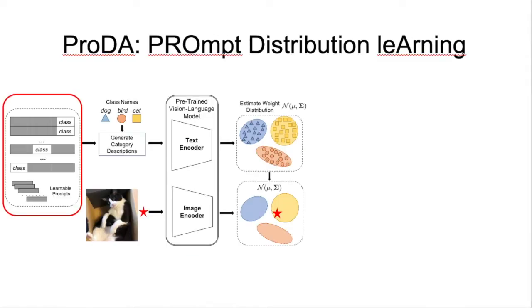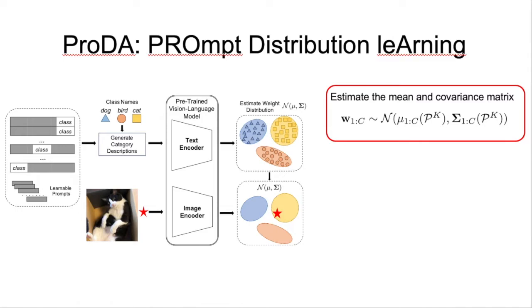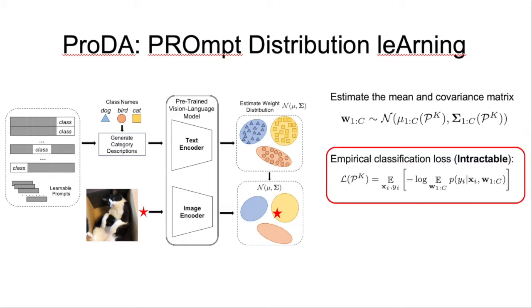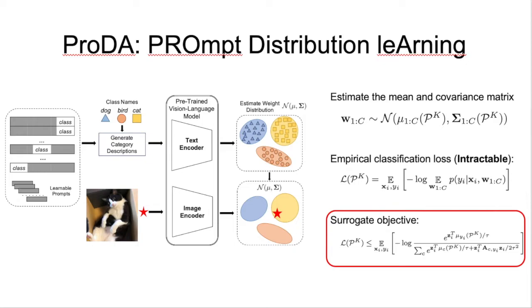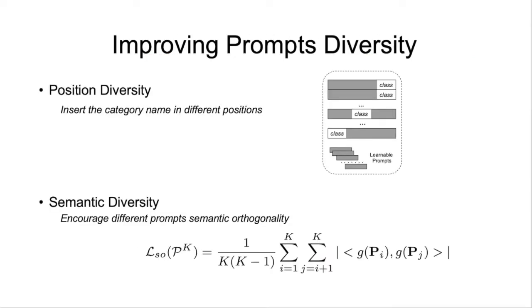Specifically, we maintain a collection of learnable continuous prompts. The mean and covariance of the weight distribution can be estimated from a series of classifier weights, which are generated by the prompts from the collection. However, even with the Gaussian distribution assumption, the exact computation of the marginal likelihood is still intractable in the multi-class case. To address this problem, we derive an upper bound of the loss for efficient optimization. To improve the diversity of prompts, we explicitly differentiate the prompts on both positions and semantics.